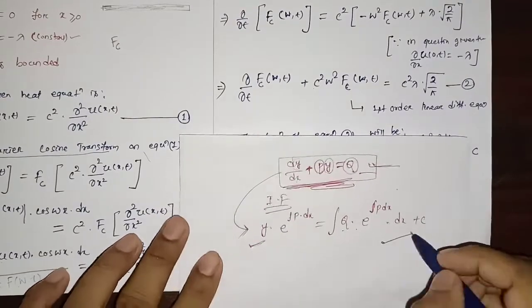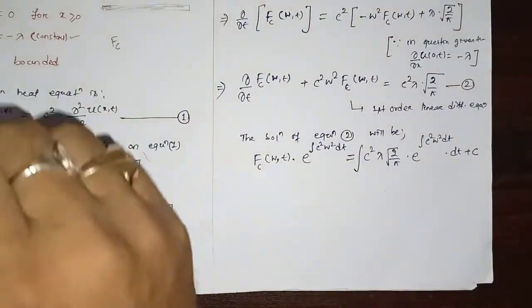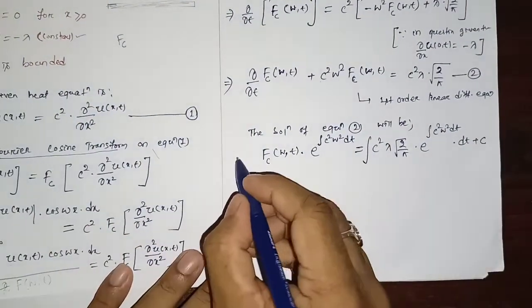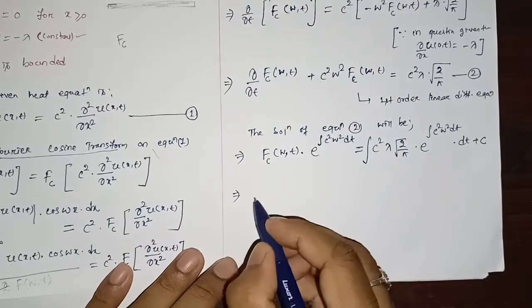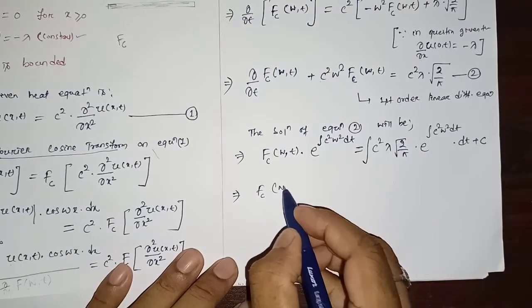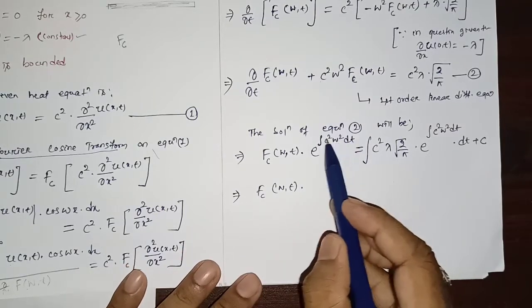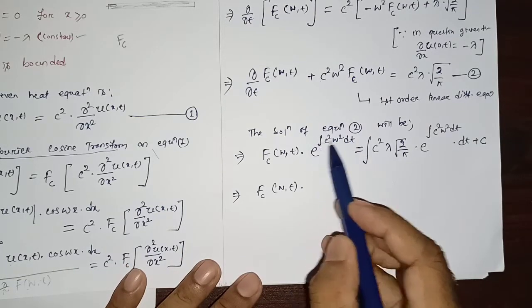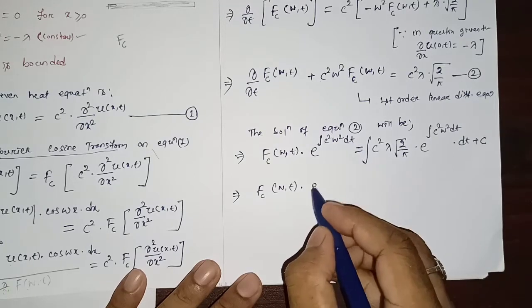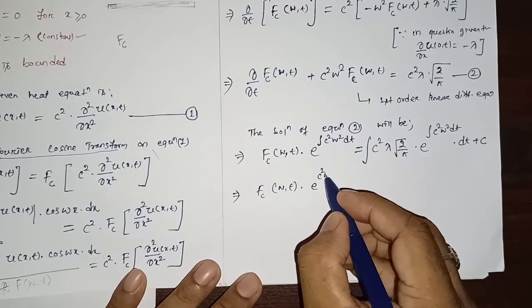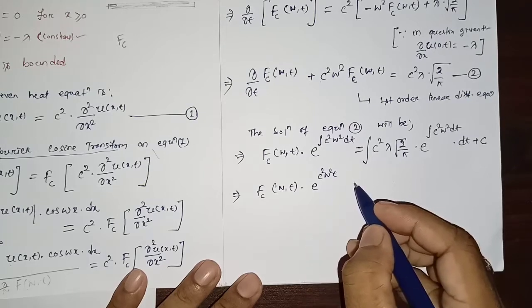Okay, clear? Okay, now put that in. That implies f_c(ω,t) into, here c²ω² is the constant. So the integration of dt will be t. So this will be e to the power c²ω²t, right?